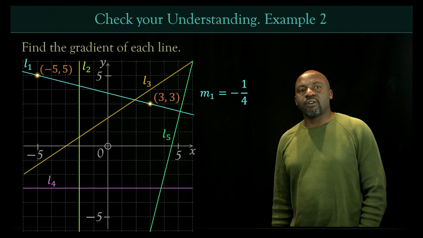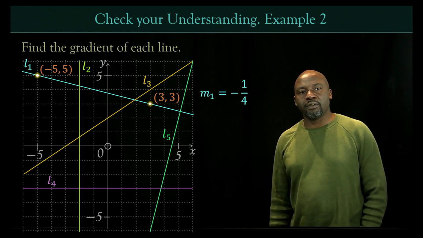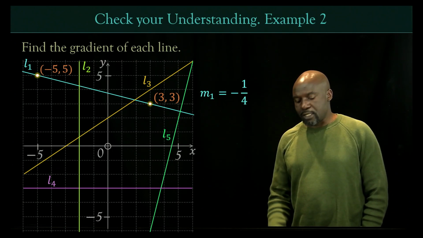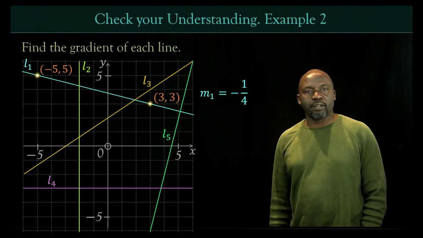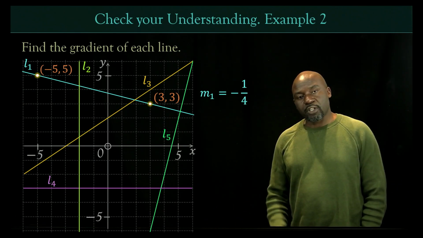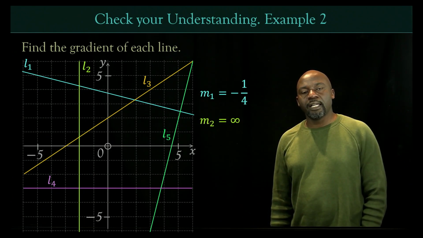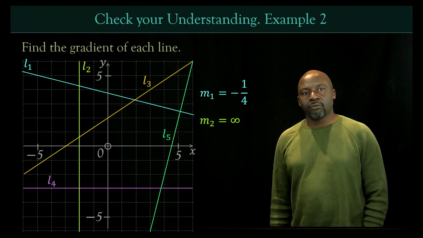In the same way, I would like you to try the others, and if you have paused the video and done them correctly, I would expect you to get the following values. For line 2, which is the vertical, what color is that? That would be lime. The gradient of that line is infinite. Okay, why is it infinite?